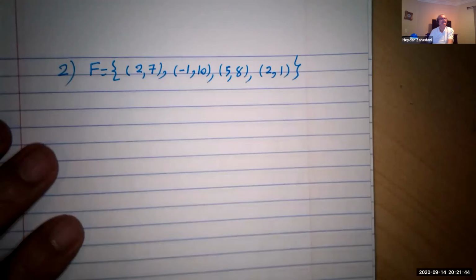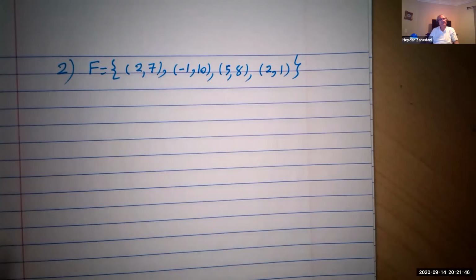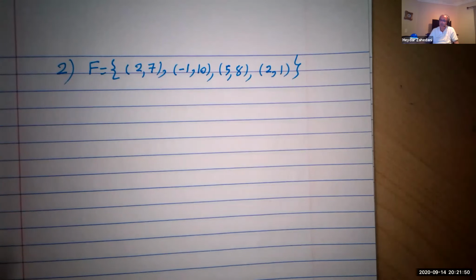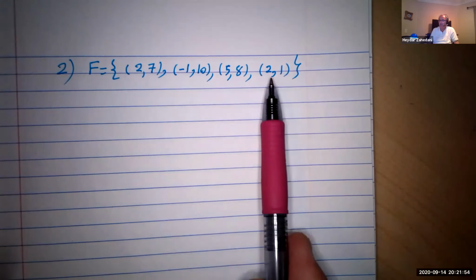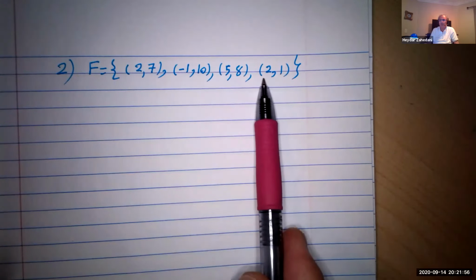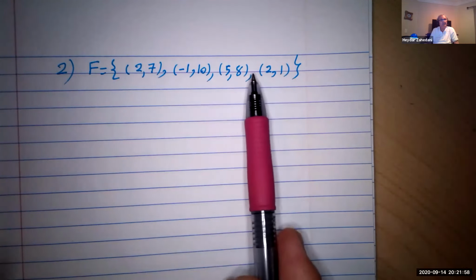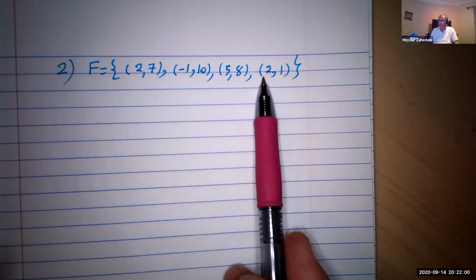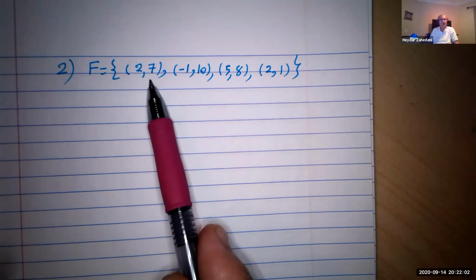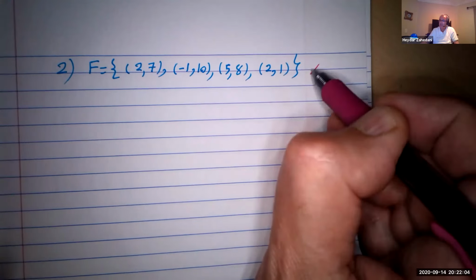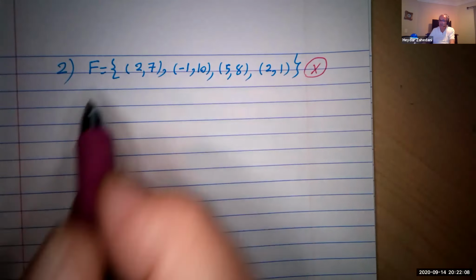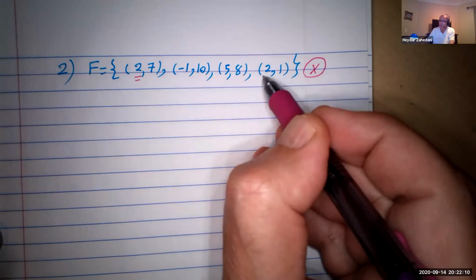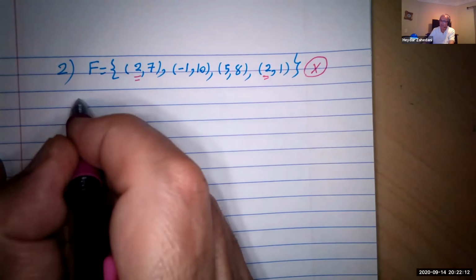Look at this one. You check the first component to see if they share. You get a 2 here, and you get a 2 here. So we have 2 ordered pairs with the same first component. That's why we reject it. Okay, we reject this one because of this 2. You have to explain it. We say F is not a function.